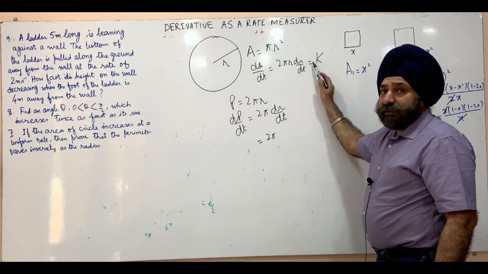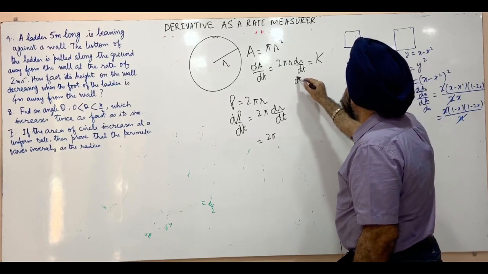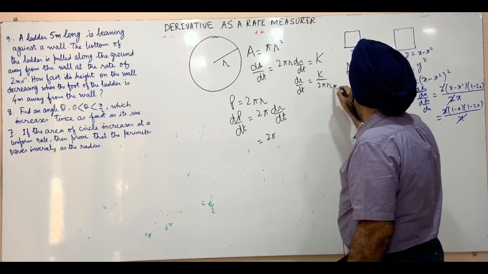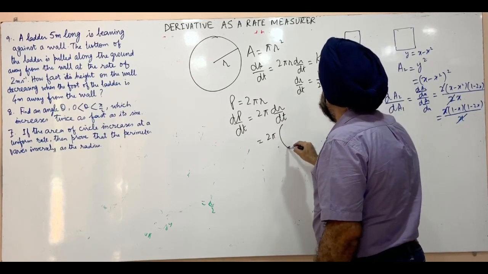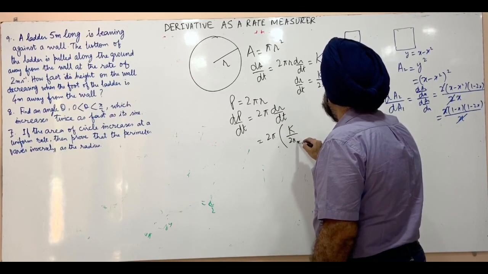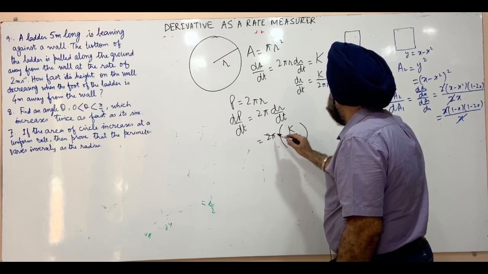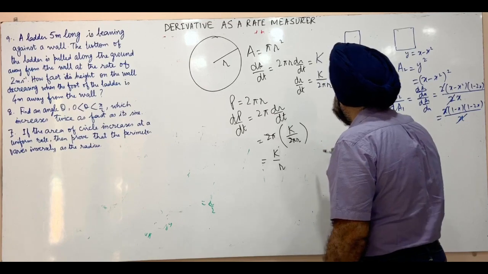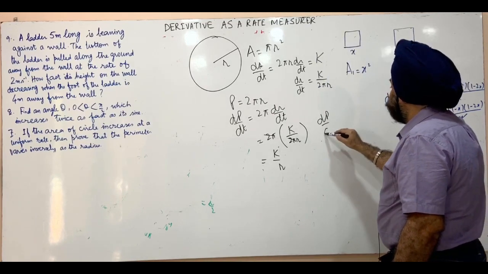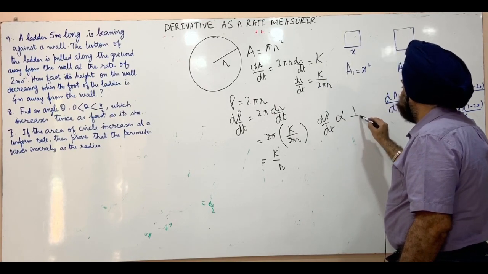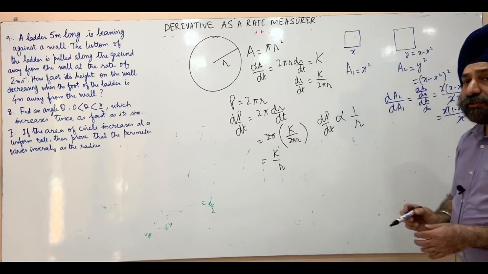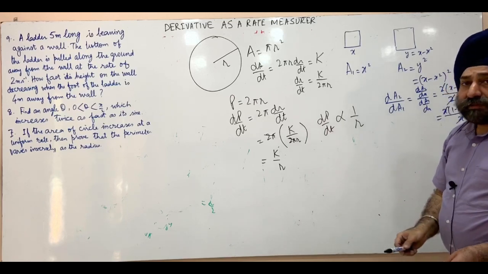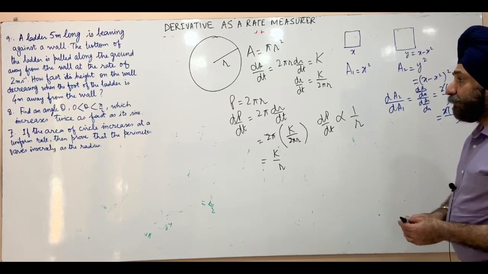From this relation we can find dr by dt. dr by dt is k upon 2 pi r. So dr by dt is k upon 2 pi r. 2 pi will cancel out. This is constant upon radius. So can we say dp by dt varies as 1 by r, k is constant here. Varies as 1 by r is varies inversely as the radius. This is what we wanted to prove.